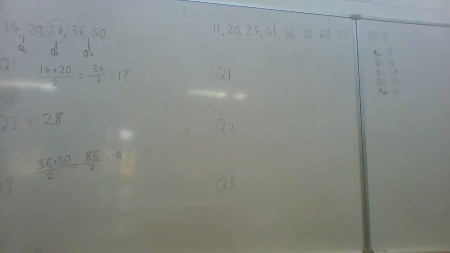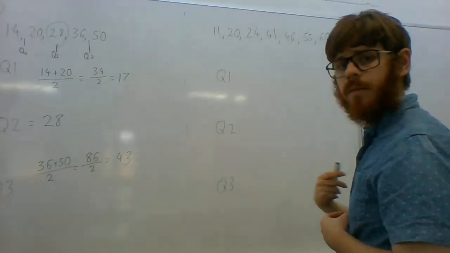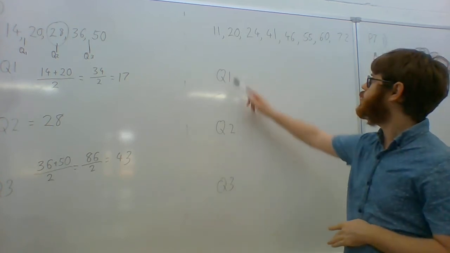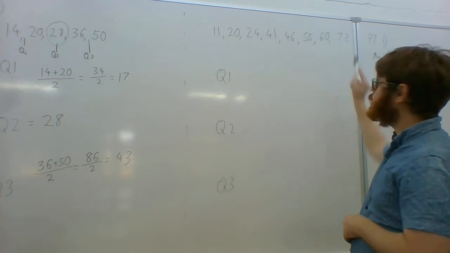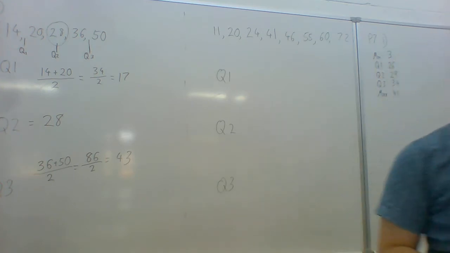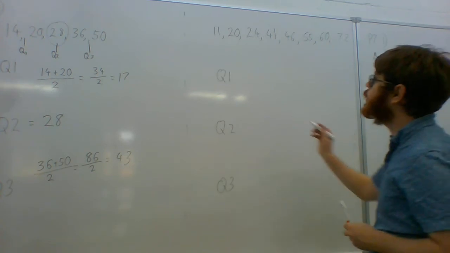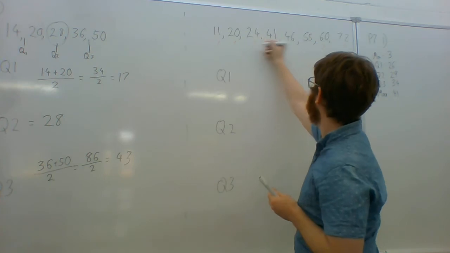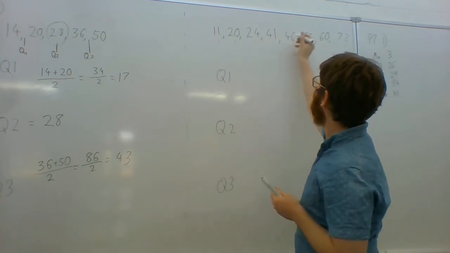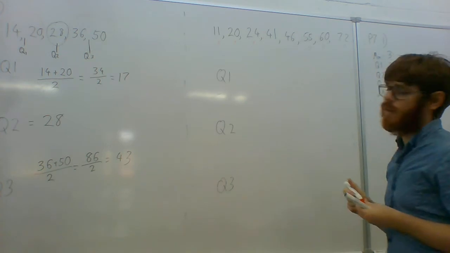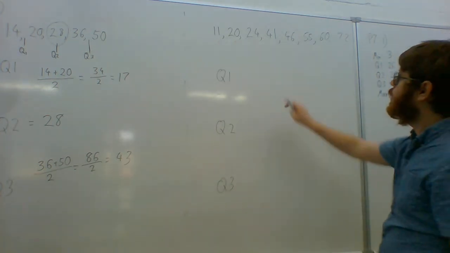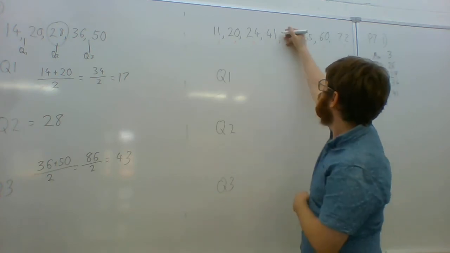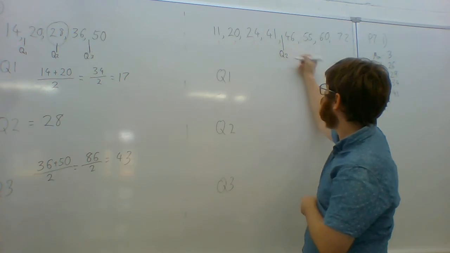Fourth question is the exact same thing, but we have more numbers. First thing we need to do, let's check, are they in smallest to largest? Yes, they are. So, let's find Q2. Q2 is the median. So we do not have a middle number. 41 and 46 are both in the middle. Therefore, the middle is halfway between them.